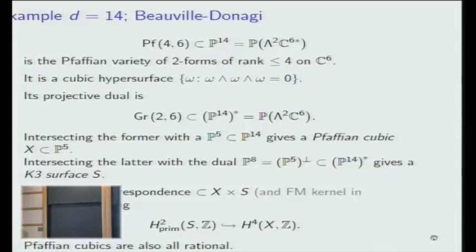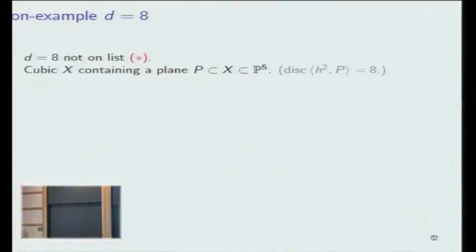And that construction that I just described gives you a correspondence, and later on a Fourier-Mukai kernel we'll see later. And so this gives you an embedding of the primitive cohomology of the K3 into the 4th cohomology of the cubic. Okay. And then again, these special Pfaffian cubics are also shown to be rational by Beauville-Donagi. But I'm going to skip over that.